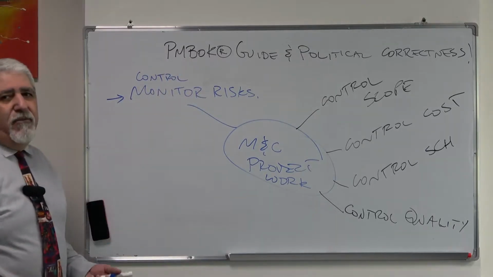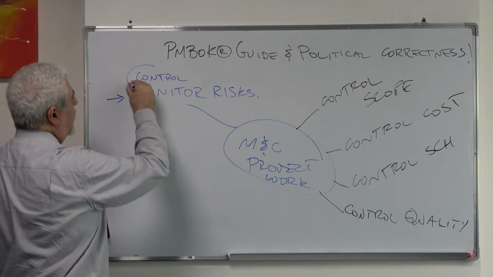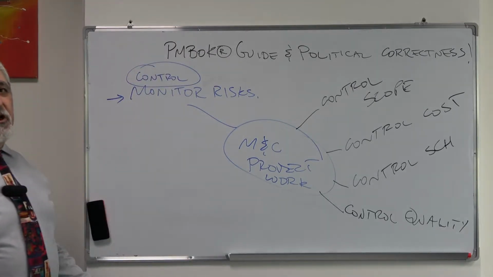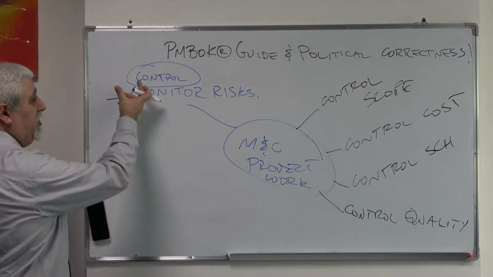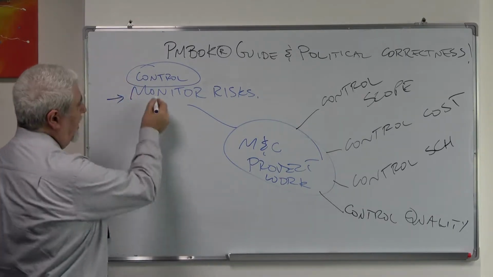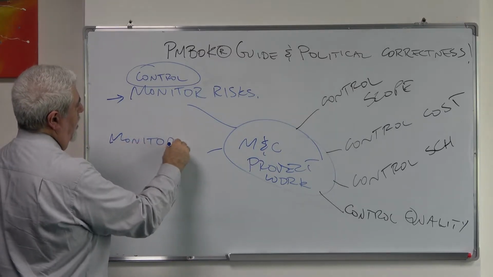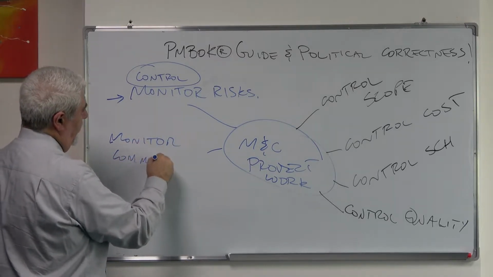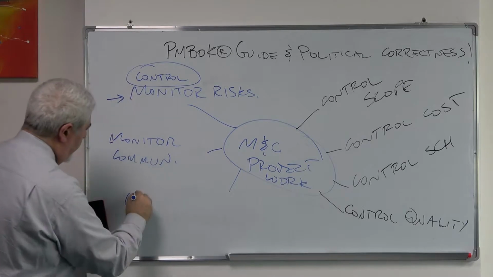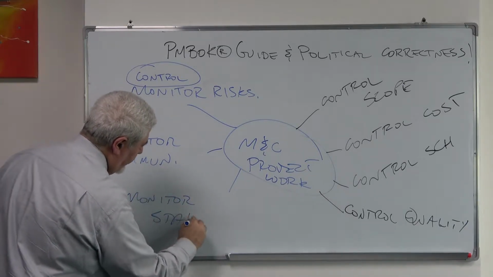So I have to ask the question here. In the 5th edition and before, was the word control correct or was it wrong? And why did we change it? Well, the argument we hear is why we monitor risk, and monitor communication, and monitor stakeholder engagement.